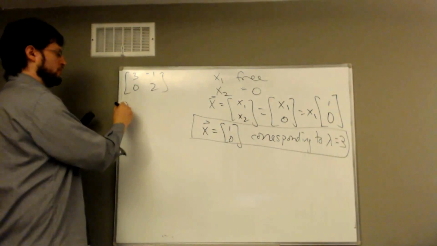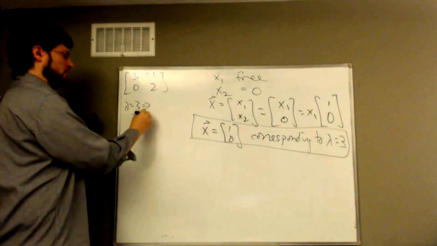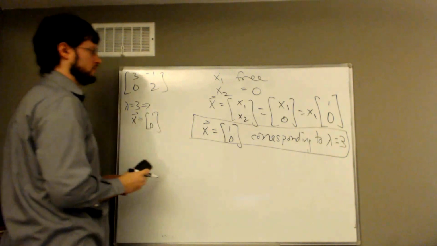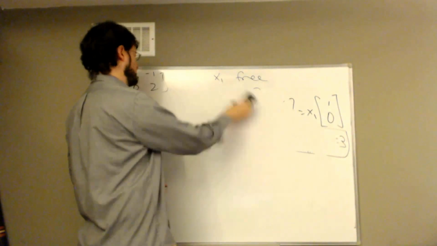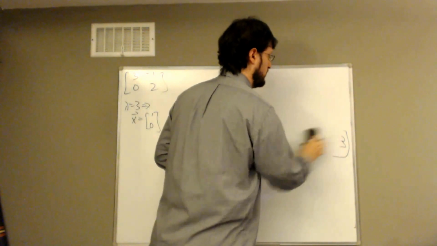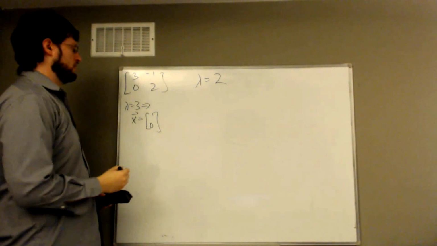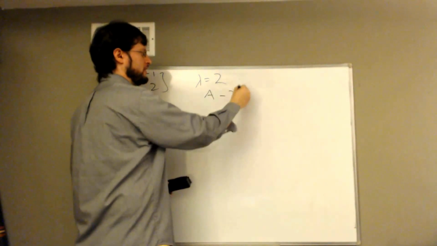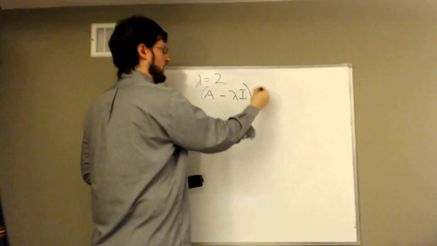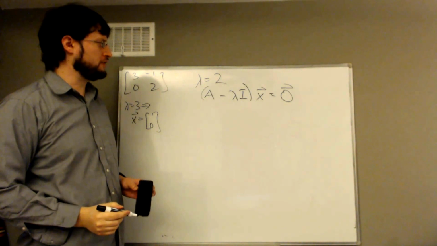So for lambda equal 3, we got the eigenvector (1, 0). Let's look at the other proposed eigenvalue, which was 2. If lambda equals 2, then we're looking at A minus lambda I times x equals 0. That's always what we're looking at for eigenvalues and eigenvectors.